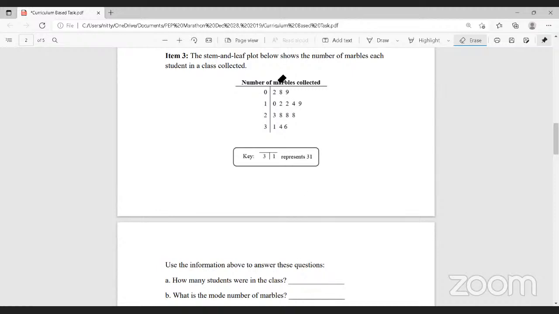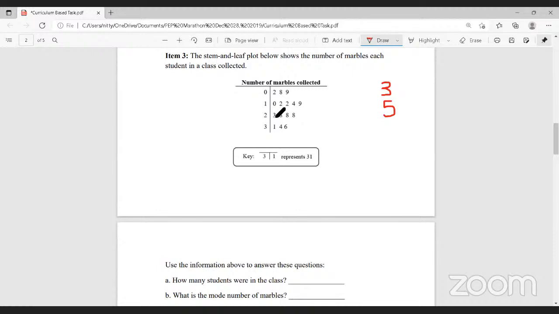Now, remember that these show the number of marbles each student collected. So here, one student collected 2 marbles. One collected 8 marbles. One collected 9 marbles. That's how many students so far? 3 students. We have one collected 10 marbles. One collected 12, the other collected 12. One collected 14. One collected 19. Let's see how many students we have here. 1, 2, 3, 4, 5. So 5 and 3, 8 students are there so far.